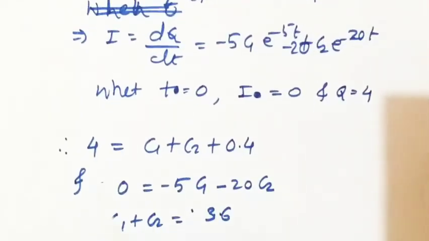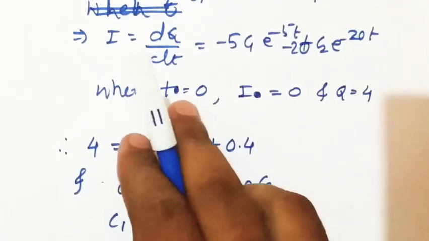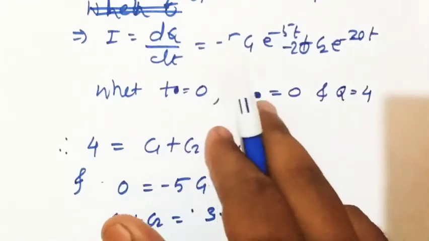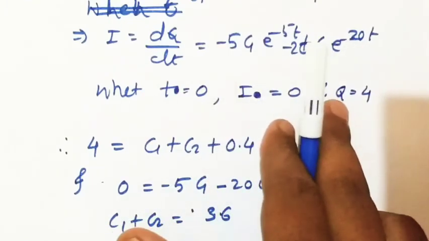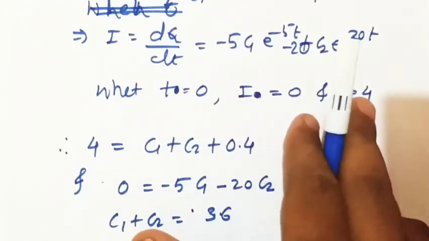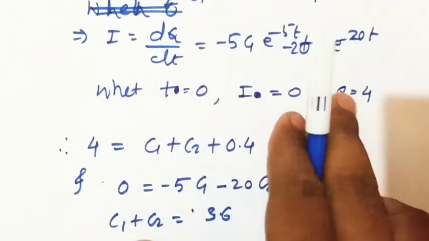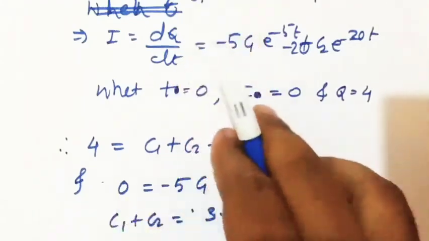Now use the initial condition. When t is 0, that is, initially when the switch is closed, there will be no current, that is I will be 0, and the value of charge on the capacitor is given as 4 coulomb. So when t is 0, I is 0. When t is 0, q is 4. Use these two conditions for these two equations.